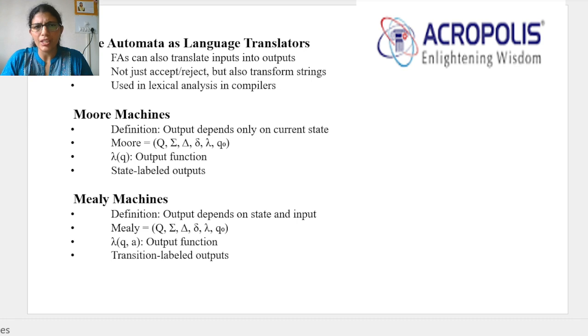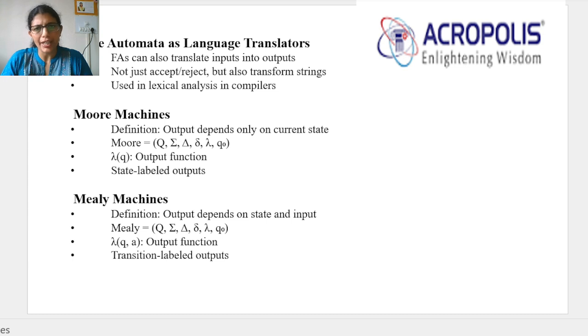But here I am saying that the finite automata as a language translator will not accept or reject any language, it will only translate them. Finite automata can also translate input to output, not just accept or reject but also transform strings, used in lexical analyzer and compiler. On the basis of translator we have two types of machine. First one is the Moore machine and second one is the Mealy machine.